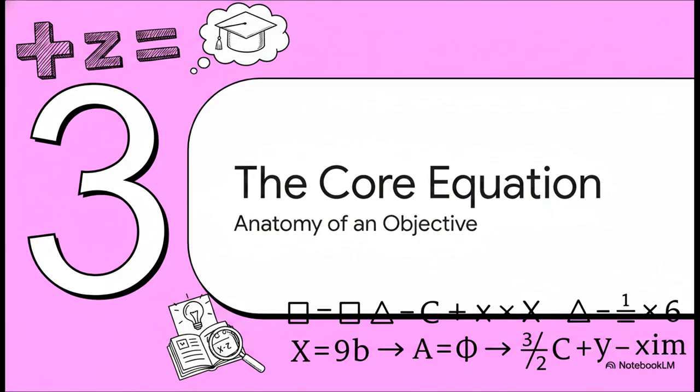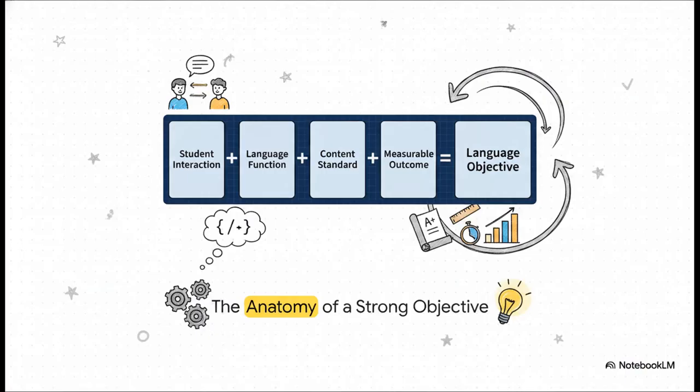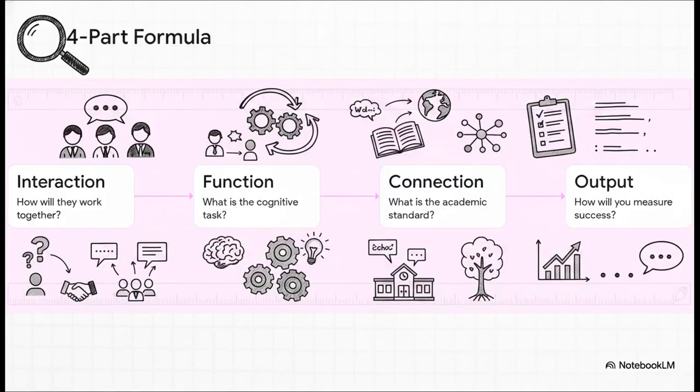All right, Section 3, the core equation. Knowing why they matter is great, but knowing how to actually build one, that is where the magic happens. Think of this as your ultimate fail-proof formula. Student interaction plus language function plus content standard plus measurable outcome equals a true language objective. Math teachers, you are absolutely going to love this one. But seriously, if you're missing any one of these 4 pieces, your objective is just going to fall flat. Let's look at the breakdown and see how this all builds sequentially.